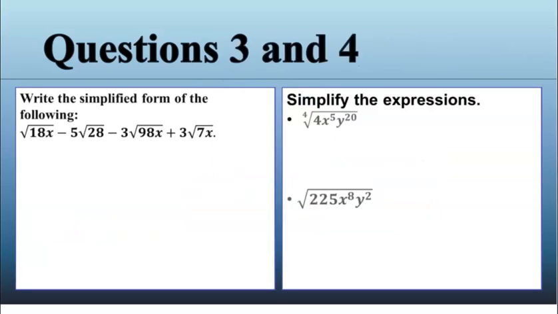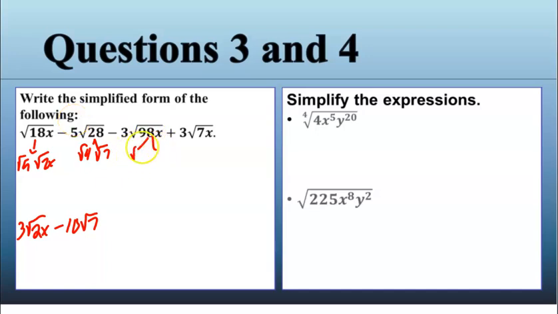Question 3, write the simplified form of the following. Here we're going to break down each radical. This would be the square root of 9 times the square root of 2x, which makes that 3 square root of 2x. This is the square root of 4 times the square root of 7, which will make that 10 square root of 7, because 2 times 5 is 10.